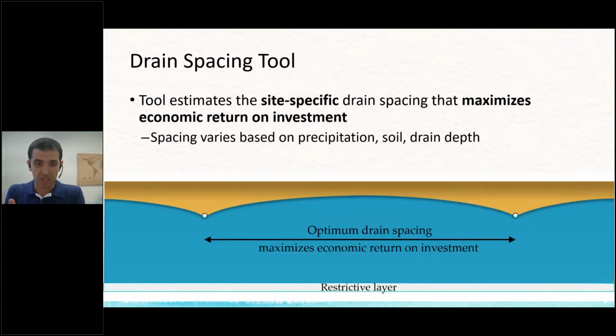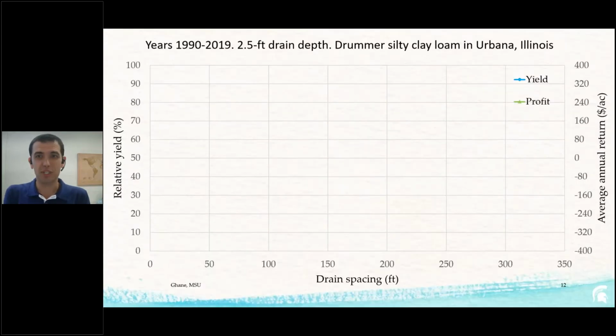Like in this diagram, the spacing between these two is going to be maximized for economic return on investment, meaning that it's going to have the lowest payback period. That's what the tool is trying to do. This is an example, actually in Urbana, Illinois. I have a 0 to 350 feet spacing on this axis.